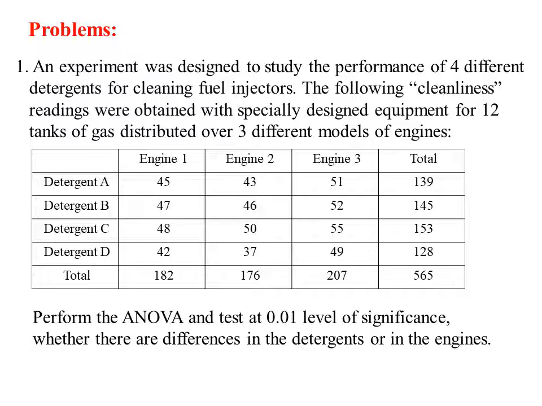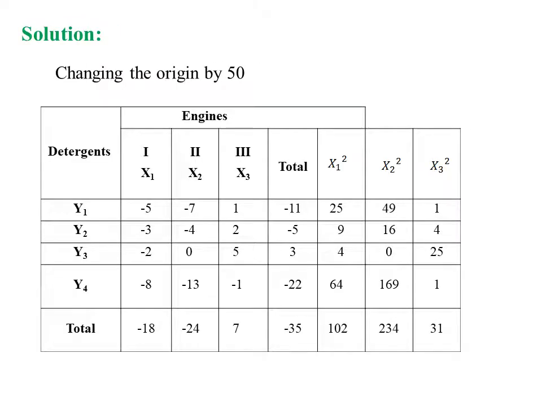Considering engine as well as detergent, two factors arise. Therefore this problem belongs to two-way classification, and automatically I am going to apply the RBD method. Solution: as I said earlier, changing the origin by 50. So write the engine values and the detergent values.